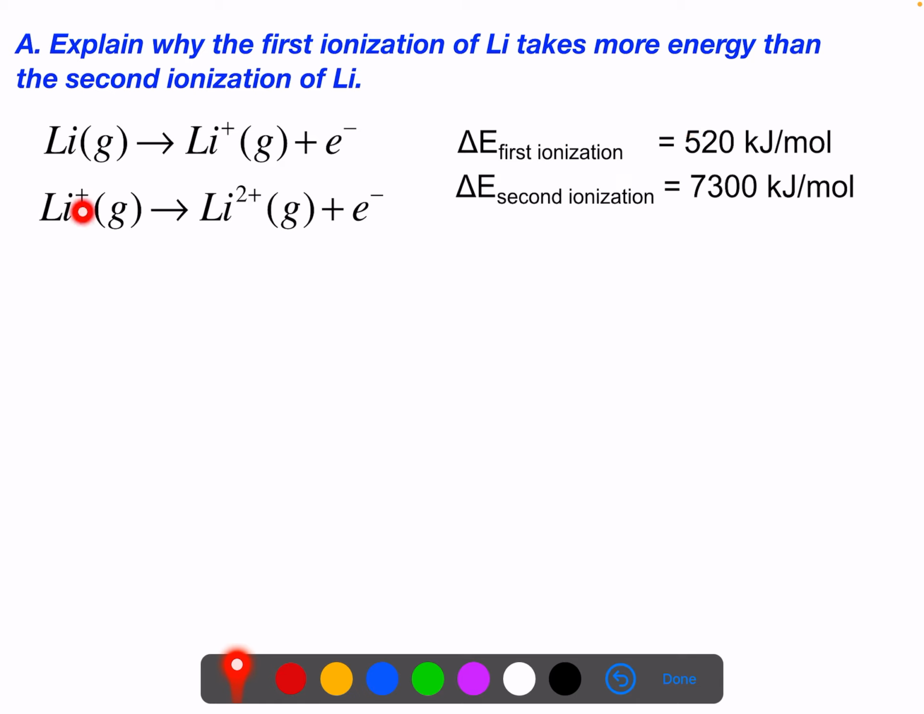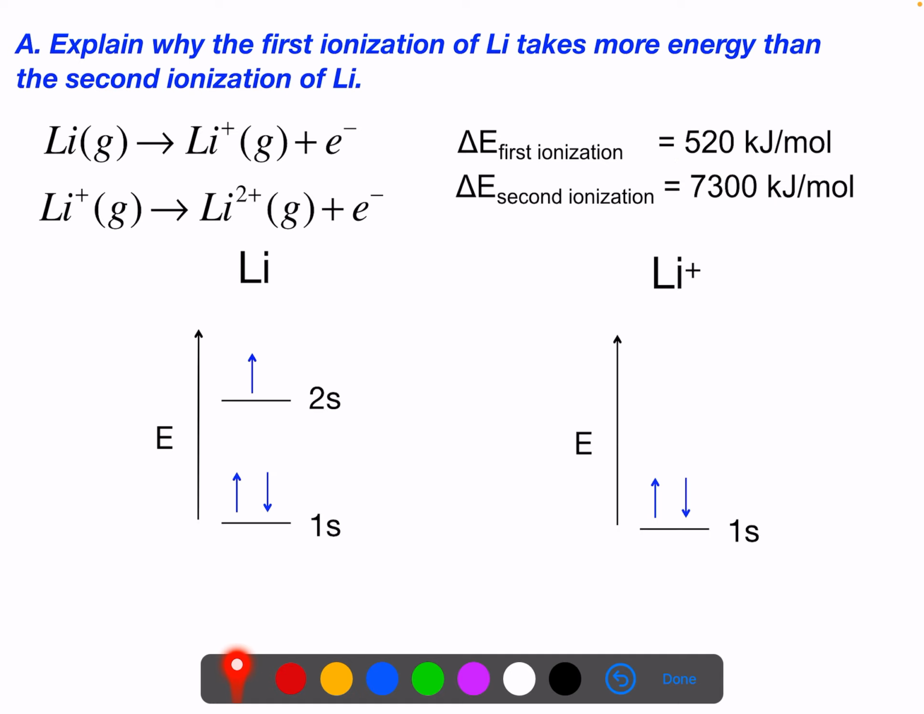But if you remove the second electron, so if we start with the lithium cation and remove another electron to form Li2+, this second ionization is 7,300 kilojoules per mole. Notice this huge difference in energy. Why does it take so much more energy to remove that second electron than the first electron? And with all of these ionization energies, what's really important is to think about the electron configuration of the atom or ion that's losing an electron.